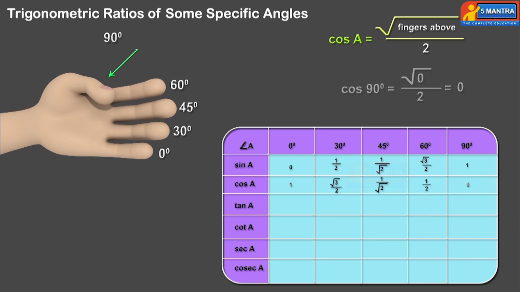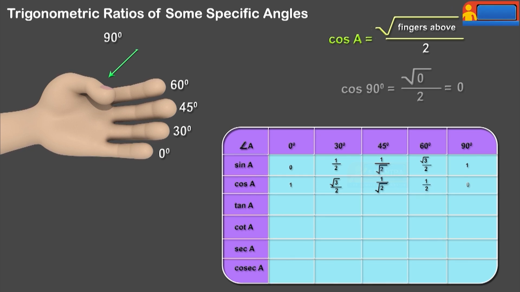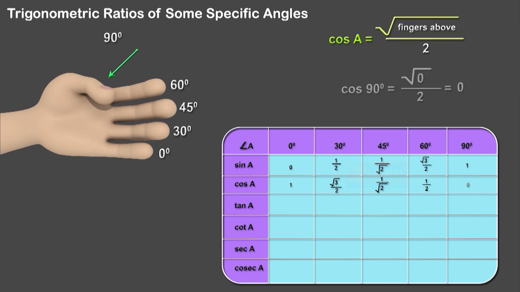There is one more trick to remember the cos values, which is from sine values. Write the values of sine 0 degree, sine 30 degree, sine 45 degree, sine 60 degree and sine 90 degree in reverse order and get the values of cos 0 degree, cos 30 degree, cos 45 degree, cos 60 degree and cos 90 degree respectively.